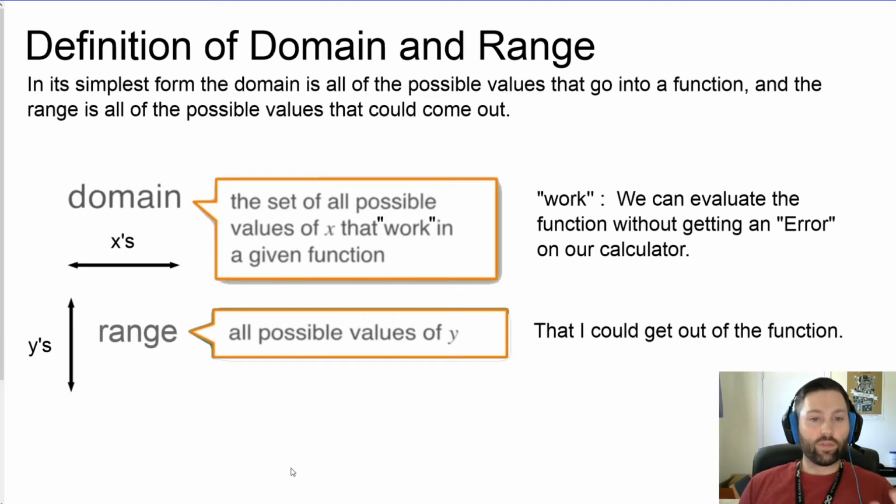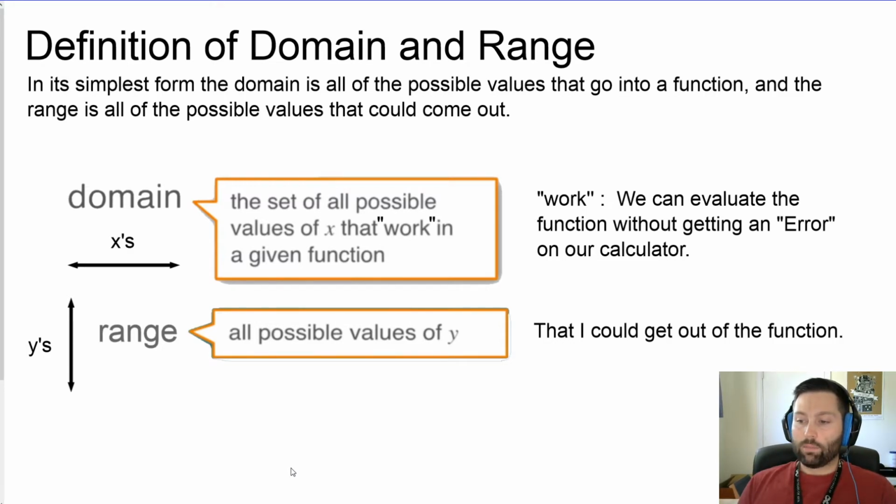When I talk about the domain, I really am talking about the set of all possible values of x that work in a given function. When I say work, I mean that I could evaluate the function there and I wouldn't get an error on my calculator. When I talk about the range, I talk about all the possible values of y that I could get out of the function. So anywhere that I can put in an x, I should get out a y. If I can put x's in all over the function, the range should also be the same. I should get all of the possible values for y that exist.